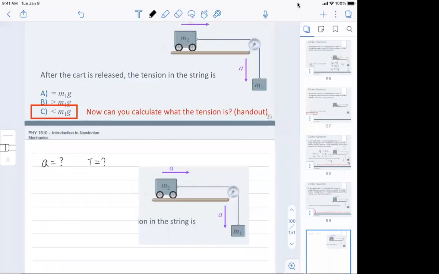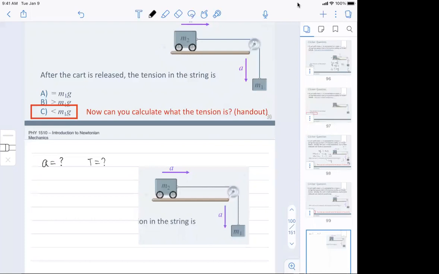Okay, so people already came back. So I want to ask, in order to solve for tension, we need to know what the acceleration is. Anybody have solved for the acceleration or talked about it? And what are some thoughts? What can we do to find the acceleration of block one or block two?